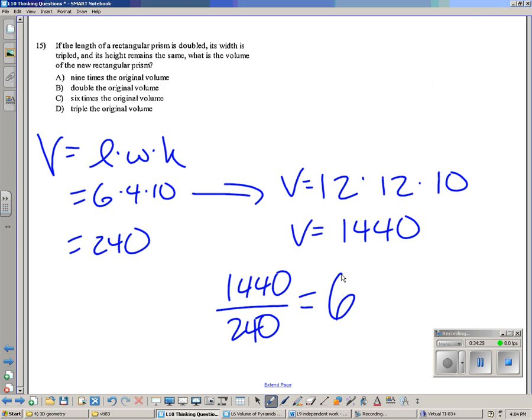By the way, you don't have to use these numbers, 6, 4, and 10. I'm just using them because we already have used them so many times, and we might as well be consistent. But if you use different numbers, this ratio should still come out the same.